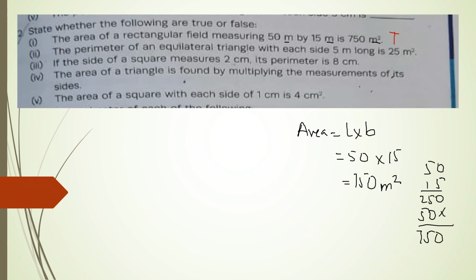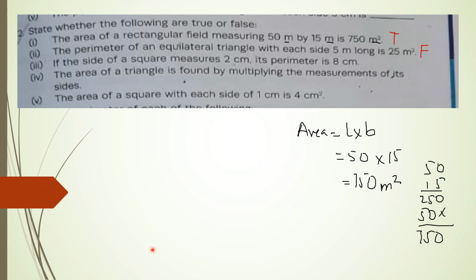Now the second one, the perimeter of an equilateral triangle with each side 5 meter long is 25. Now, when you add 5 three times, because talking about a triangle, a triangle has three sides, right? So 5 plus 5 is 10, 10 plus 5 is 15. So here it is 25, so that means it is wrong because he has multiplied it. We don't multiply in perimeter, we add the numbers in perimeter.